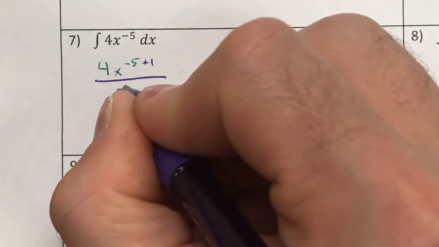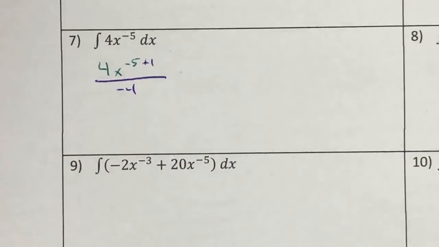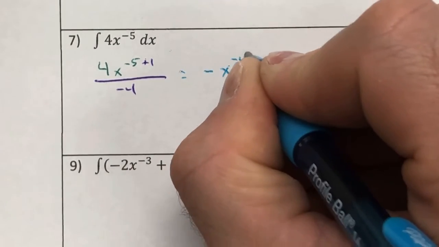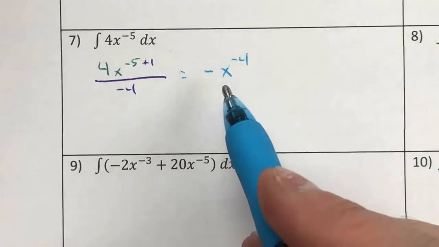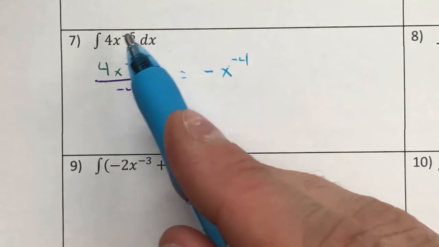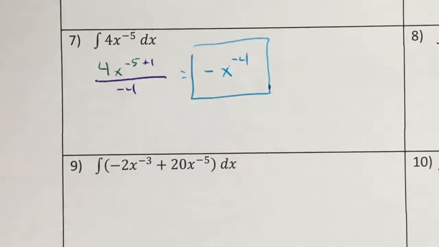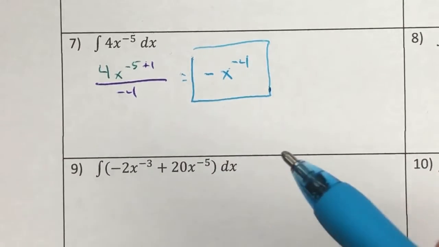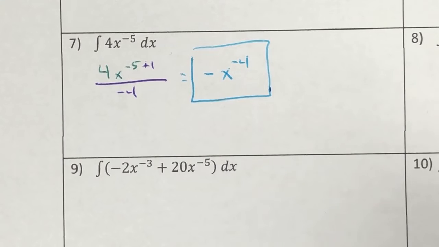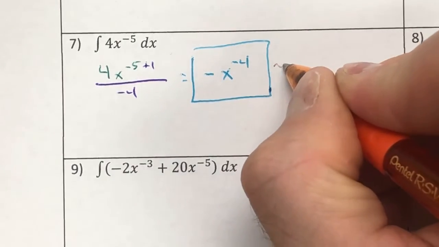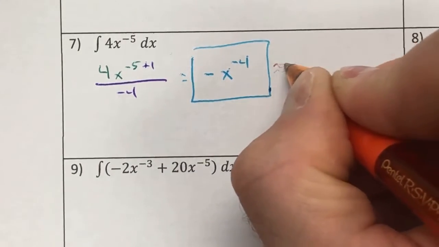Add 1, divide by negative 4. That's going to give me a negative x to the negative 4th. Now with this, because the problem was given to us with negative exponents, we can go ahead and keep this. However, if you wanted to put it in standard form, or if the problem states, please put the problem in standard form, what we could do is, actually no, this is exactly equal.